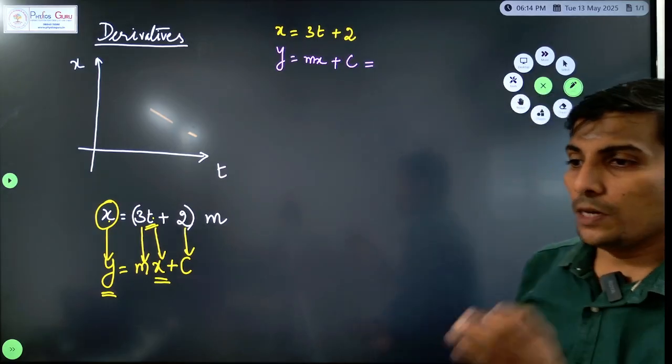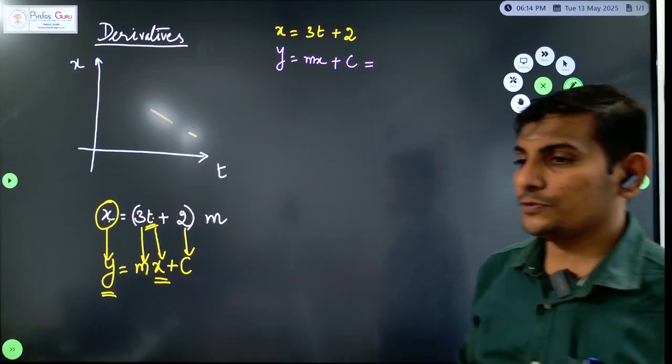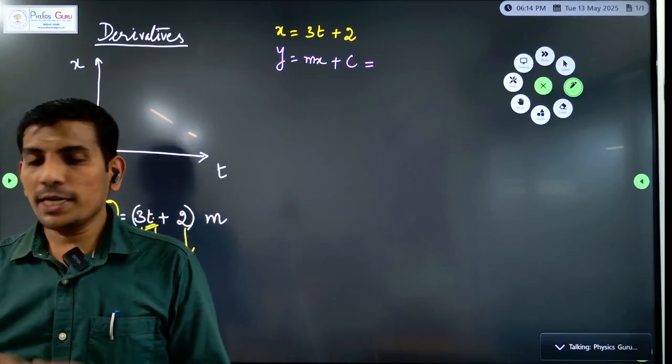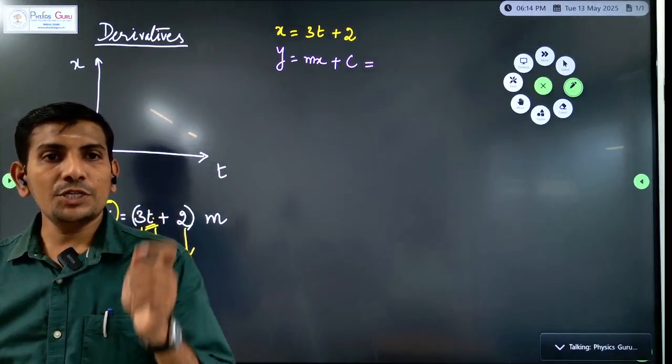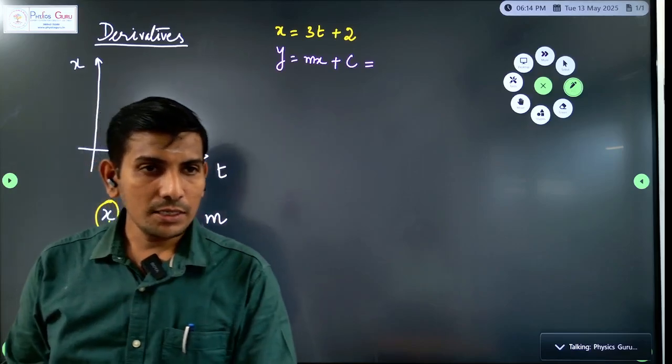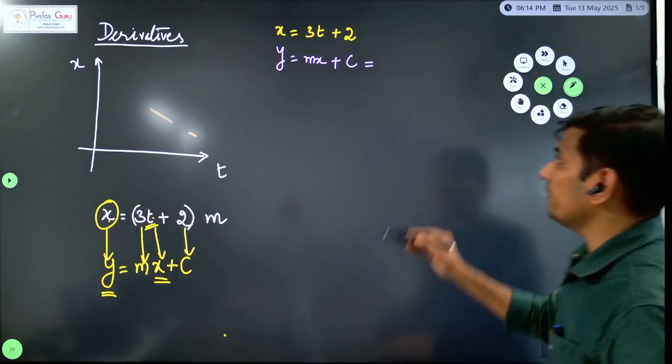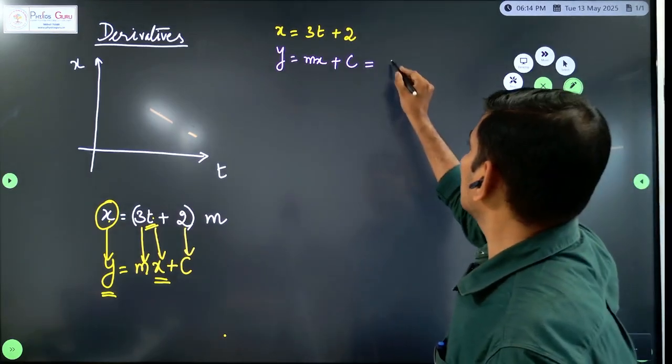In coordinate geometry, there is a subtopic of geometry called coordinate geometry. In coordinate geometry, every shape, every structure has a particular equation, and straight lines have this equation.